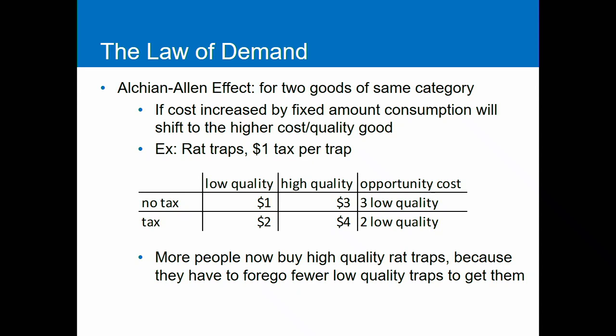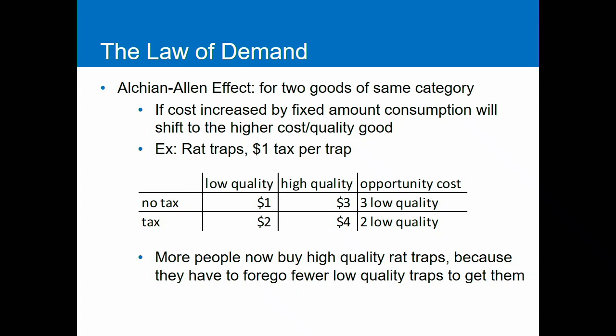Now, once you put that $1 tax on it, the low quality one now costs $2, and the higher quality one costs $4. So now the opportunity cost of a higher quality rat trap is only 2 low quality rat traps. Because you have to give up fewer low quality traps in order to get the higher quality one, it's now relatively cheaper. So more people are going to buy the higher quality rat trap.